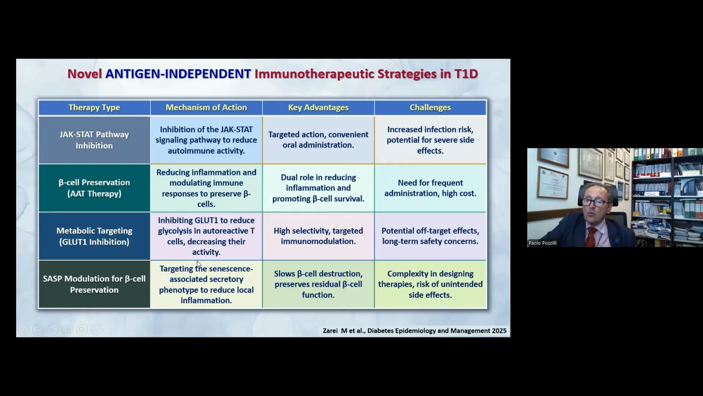These are the key advantages and the challenges, and I think this is quite useful to understand which drug to take into account, considering the challenges: the increased infection risk, the need for frequent administration and very high cost, long-term safety concerns for GLUT1 inhibition, and complexity in designing therapy, with risk of unintended side effects. So these are all in phase 2 trials, and there are very few phase 3 trials moving in this direction.